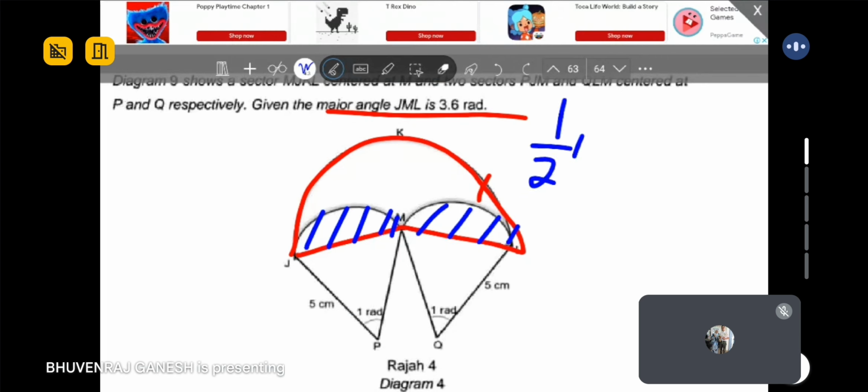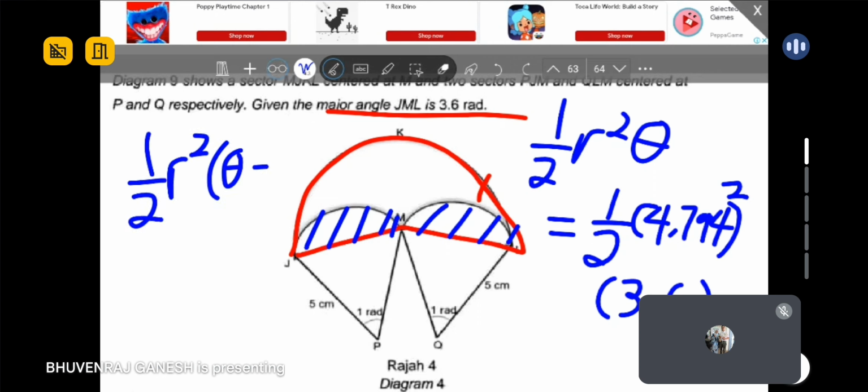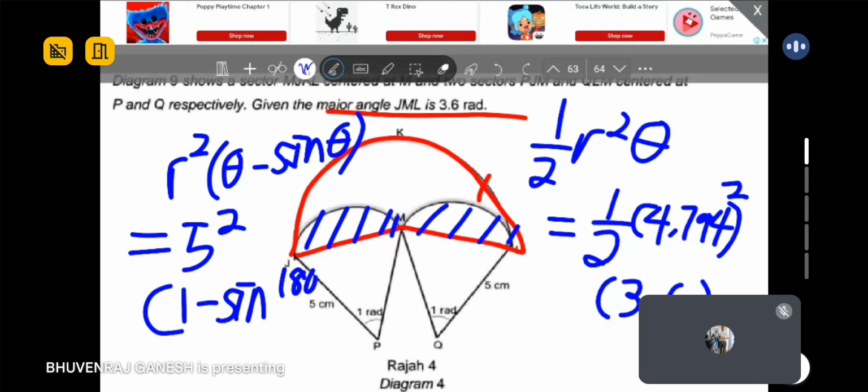So first, half r squared theta. For yang besar, radius is 4.794, kuasa 2, angle 3.6. So this is for yang besar, JKLM area. And then the kecil, this one you can use area of segment. Am I right? You use half r squared (theta minus sin theta). And then kamu kali jawapan dengan 2. Just times by 2, because it's the exact same thing. Sama saja, kiri kanan. When you times 2, setengah ni tak ada. You won't have half. So you just left with 5 squared (theta 1 minus sin 180 bahagi pi).